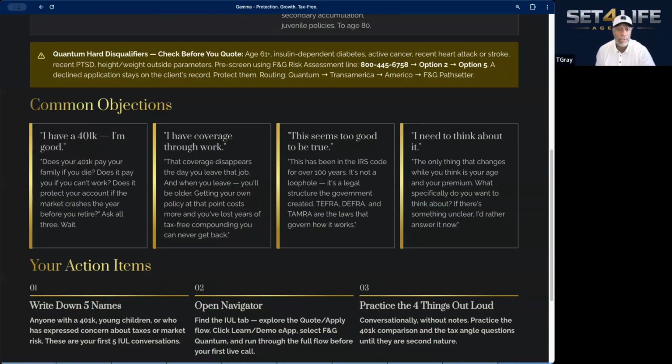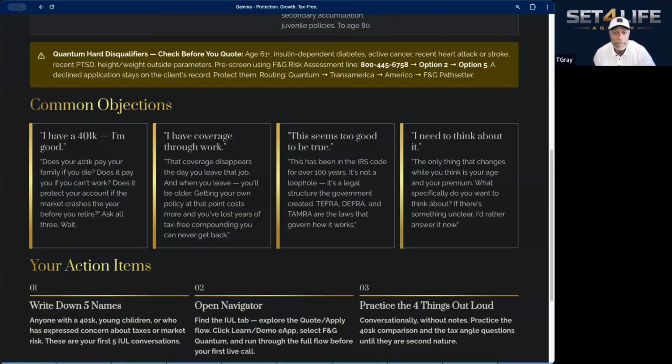Here's another one you're going to hear. "Oh, well, I've got coverage through work." Great. Fantastic. You know what? I'm glad that you're participating in that. So many people don't check that box. Good job. However, did you know that coverage disappears the day you leave the job?